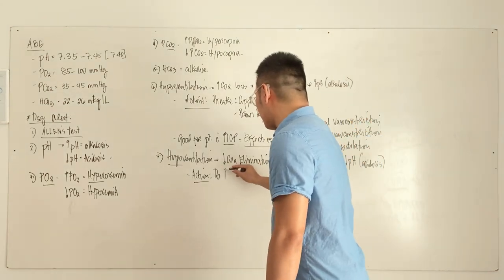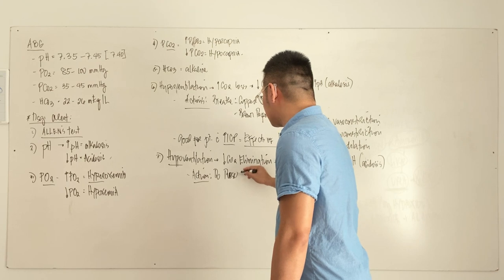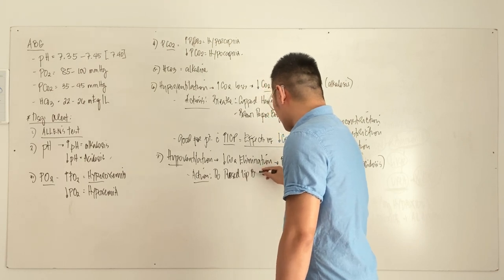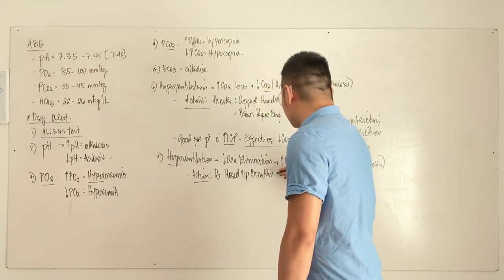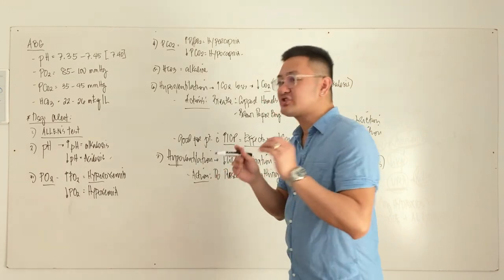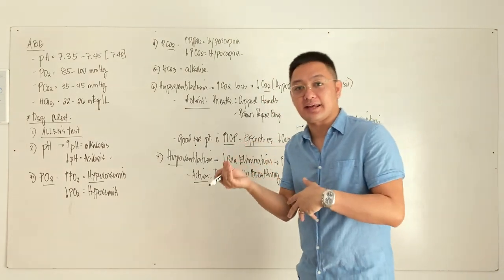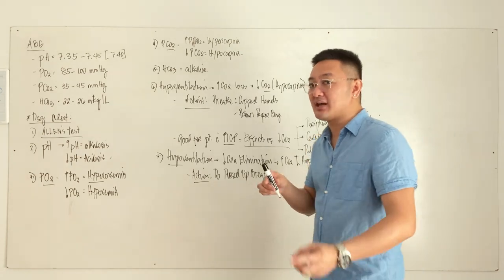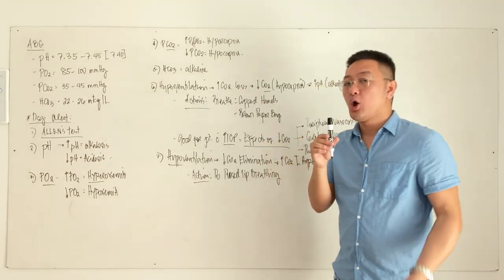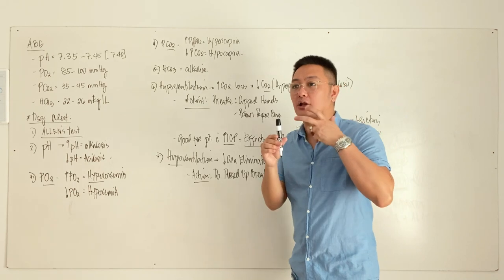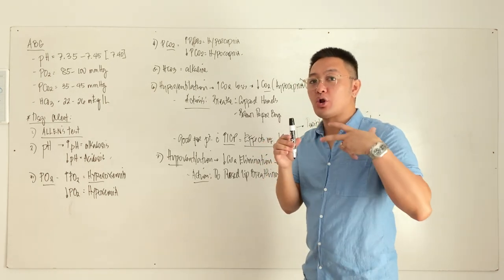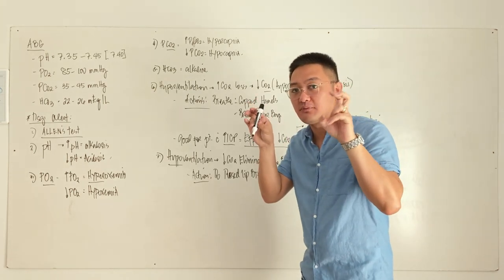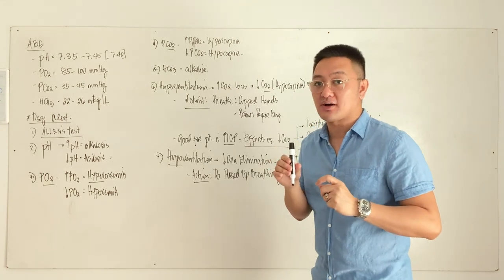Okay, tell the patient to do pursed lip breathing. When you say pursed lip breathing, which is longer, inhalation or exhalation? Of course, it's exhalation. Pursed lip breathing is just like blowing a candle. When you blow a candle, it has a longer exhalation. So with longer exhalation, your pursed lip method of breathing will promote carbon dioxide loss.